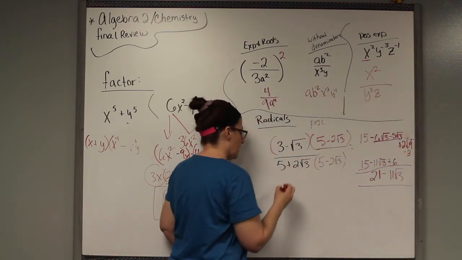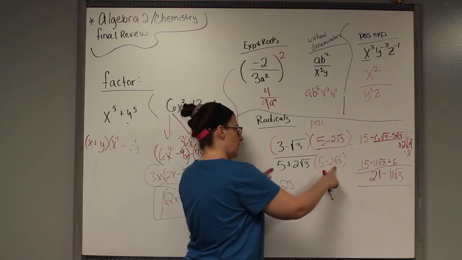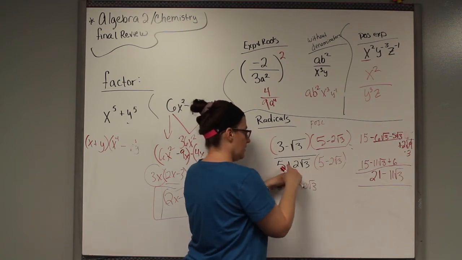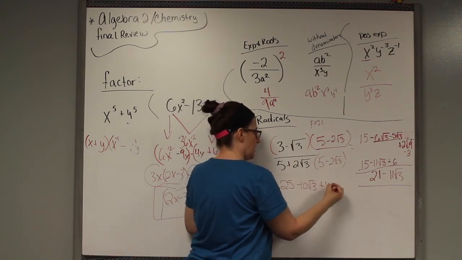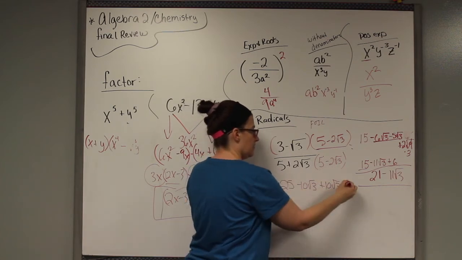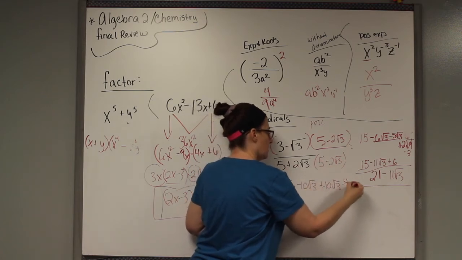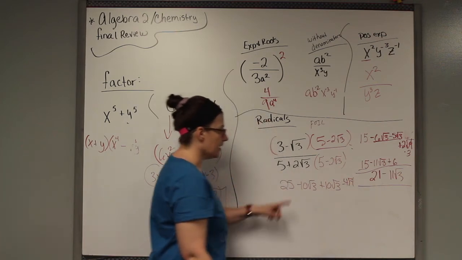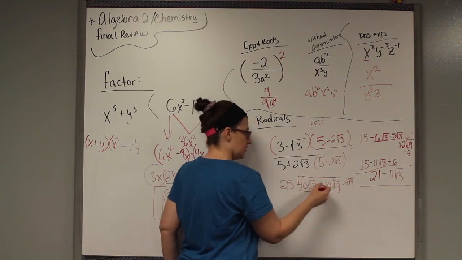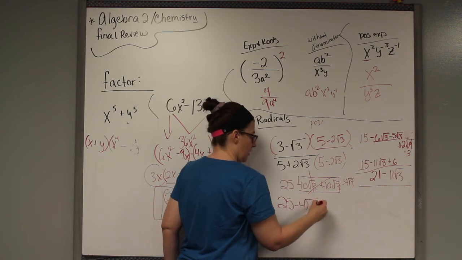First would be 5 times 5, which is 25. Then on the outer, 5 times negative 2 radical 3 would be negative 10 radical 3. On the inner, it's a positive, so this will be positive 10 radical 3. And on the last, a negative and a positive makes a negative, and that would be 2 times 2, which is 4, and radical 9. Now, the whole point of multiplying by the conjugate is to get these two terms to cancel out. Positive and negative 10 cancel out, and right now I have 25 minus 4 radical 9.